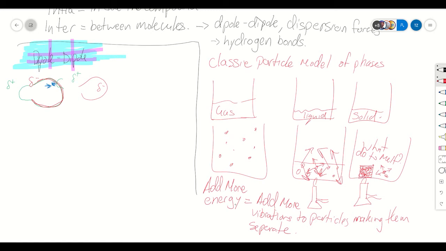So if you add more energy to something, you start off with your solid, you add energy to that, it begins to melt and it becomes a liquid. Then you add more energy to that. What happens to it? It becomes a gas because the particles do what? They vibrate more, and then they become a gas, which means they're further apart. So what is it about having stronger forces between our different molecules?